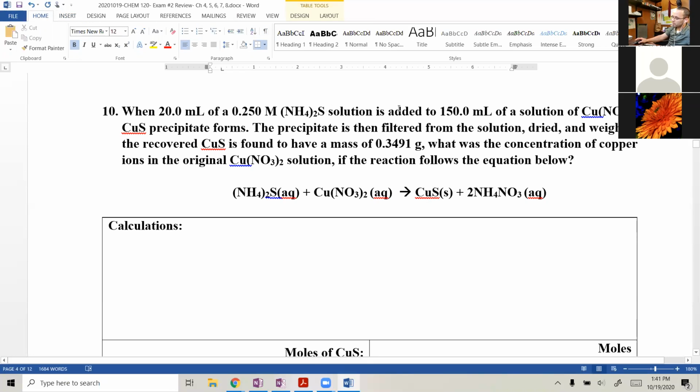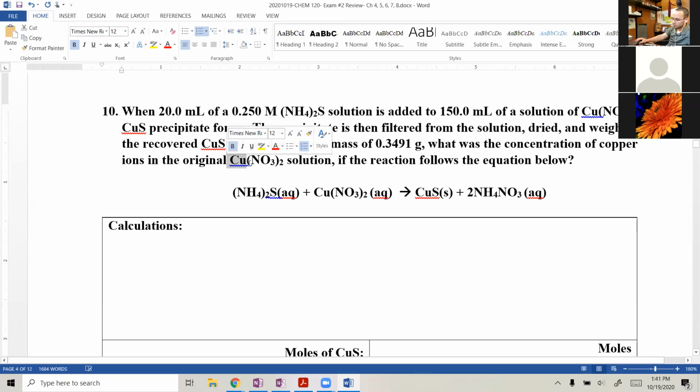What I want you guys to do is to figure out what was the concentration of our copper ions, so just the Cu, in our original solution. You can assume that all of that copper ion has been extracted when we make that precipitate.